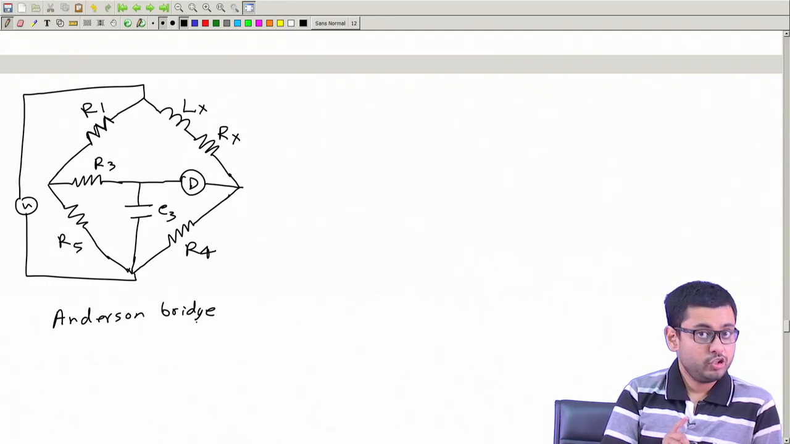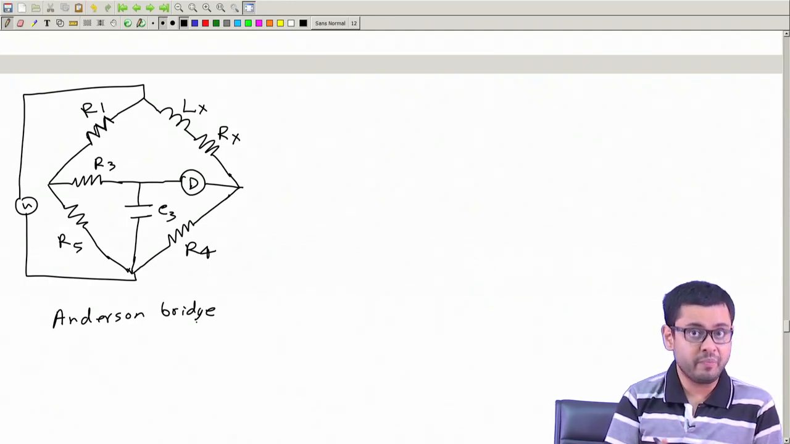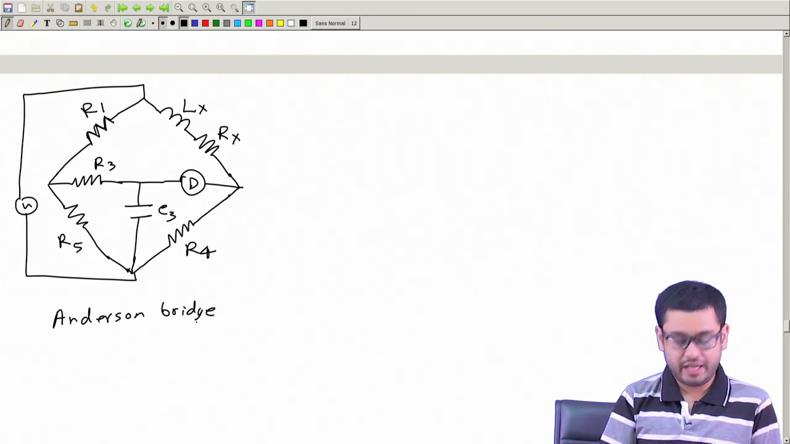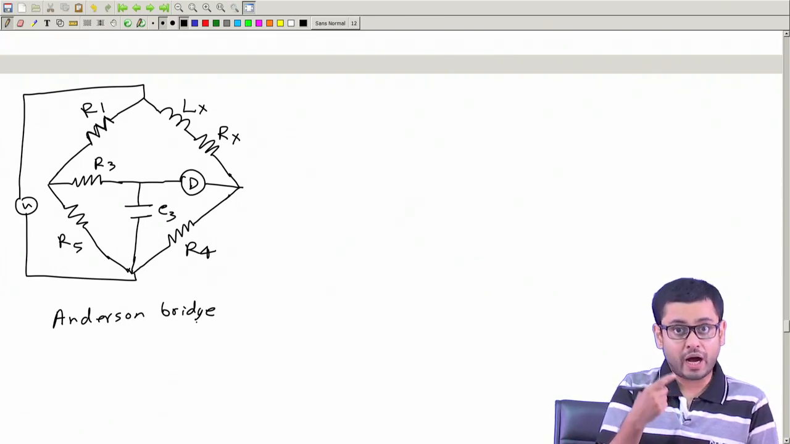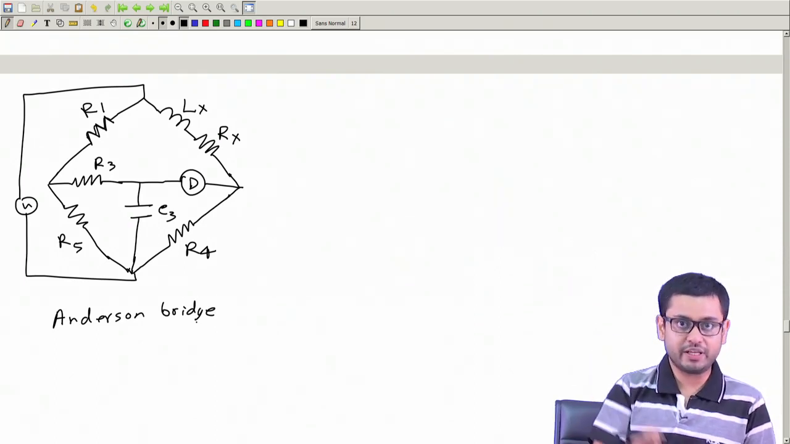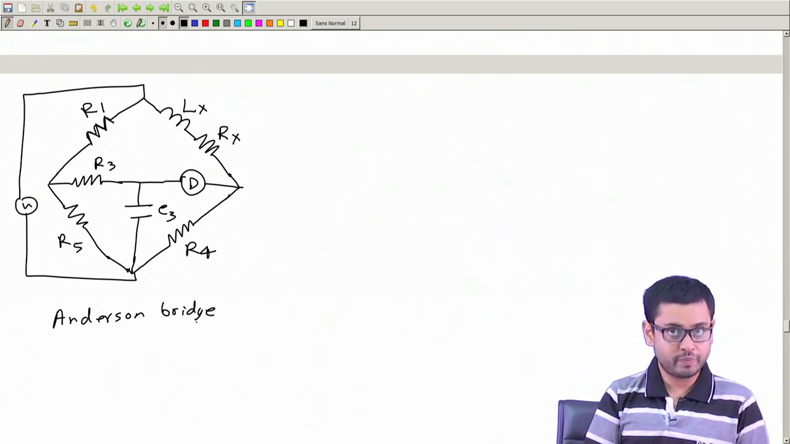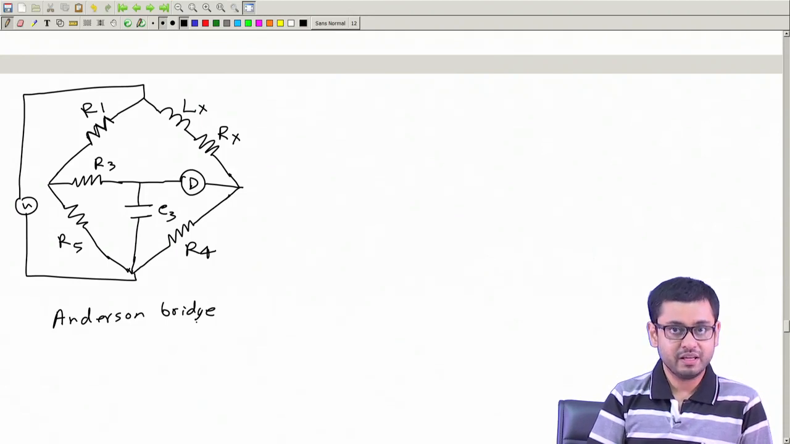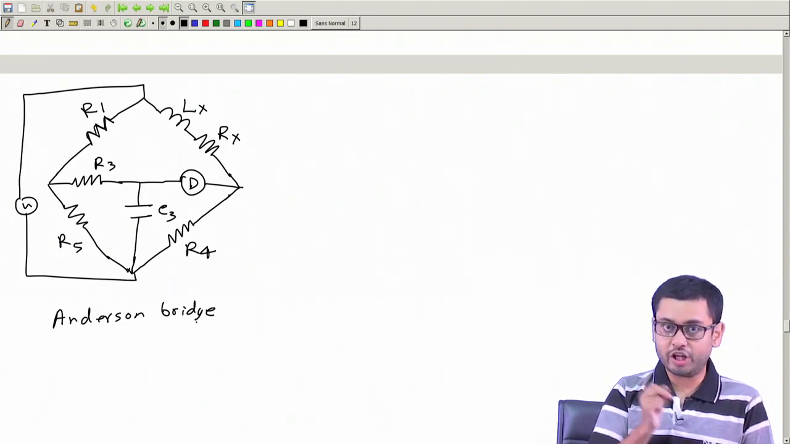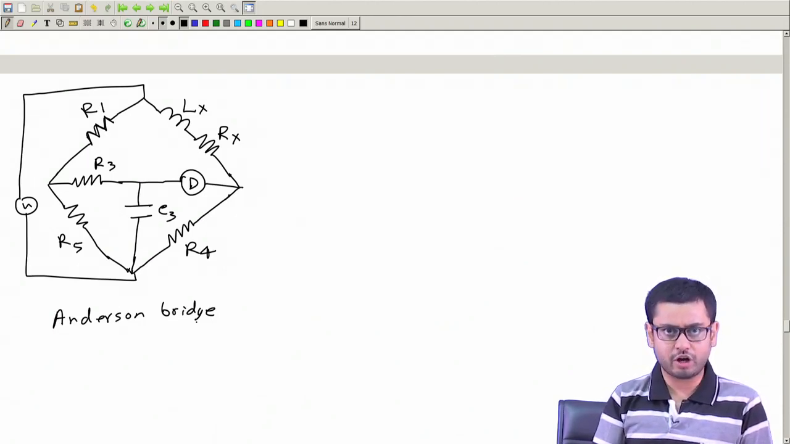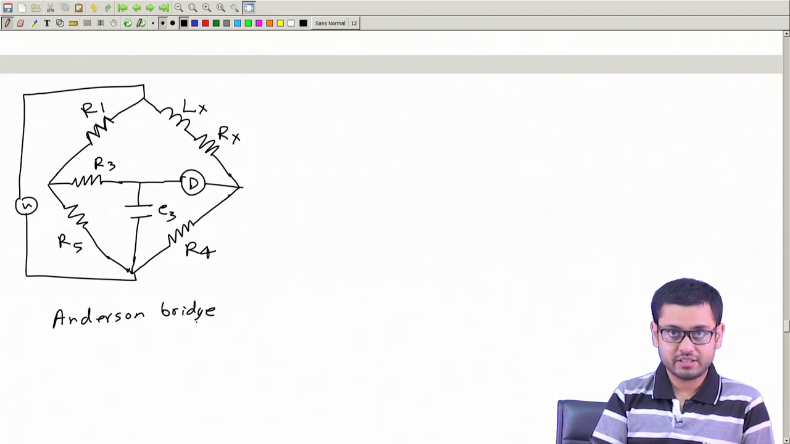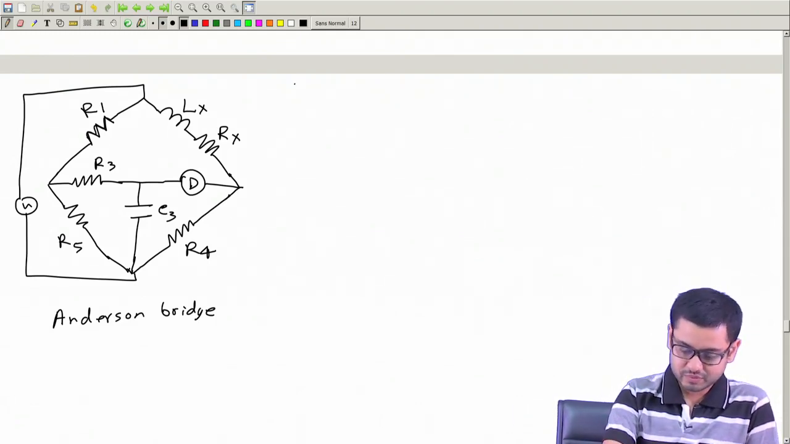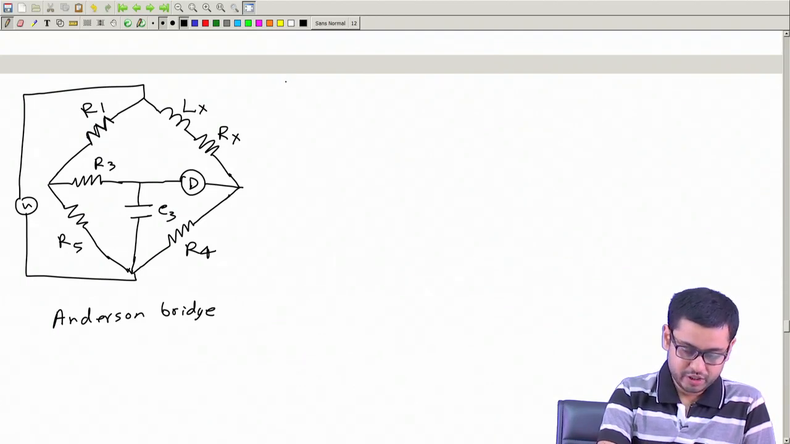Okay. You are not at all expected to remember this bridge. We are not going to ask you to draw the Anderson bridge, how does it look like. No, not at all. Do not memorize it. What we may ask you is, given this bridge, can you find the balance equation using the knowledge of circuit theory? So, you are expected to find the balance equation of any complicated bridge. You are not expected to remember the structure of these peculiar bridges, not at all. Okay. So, balance equation.